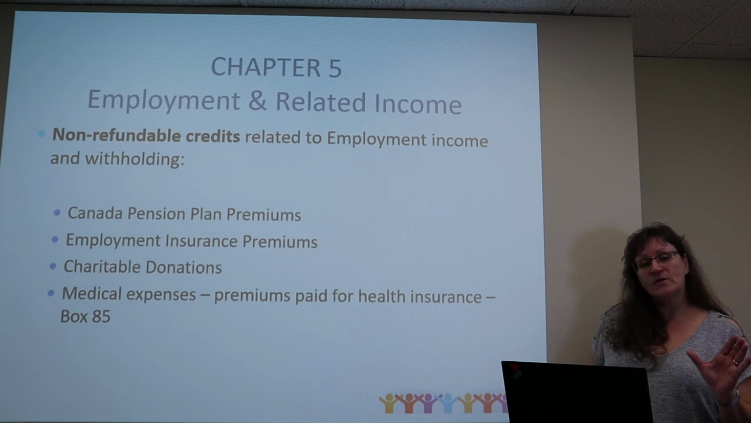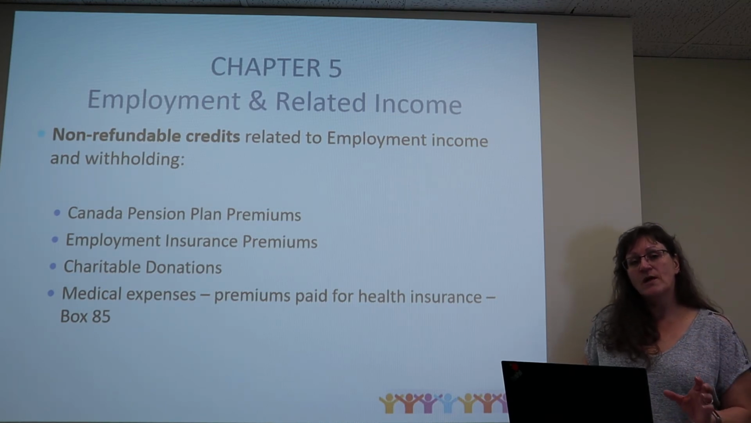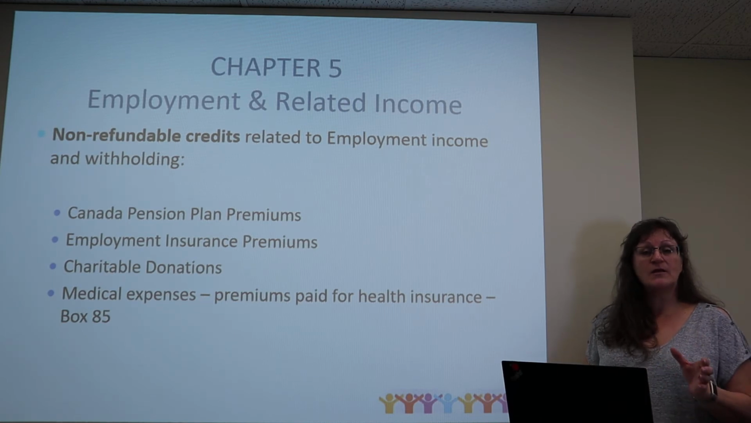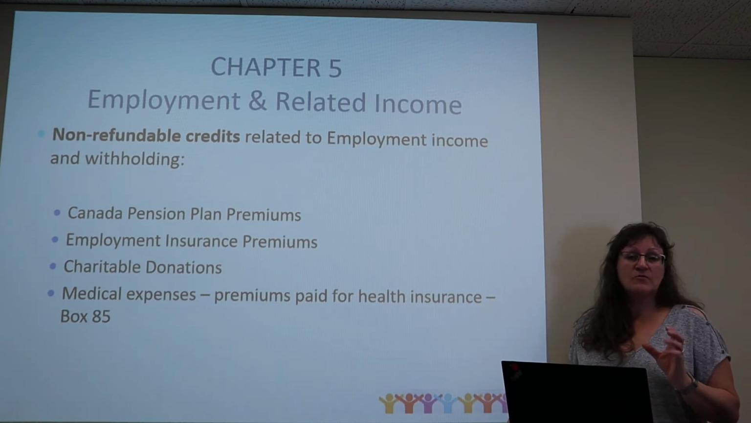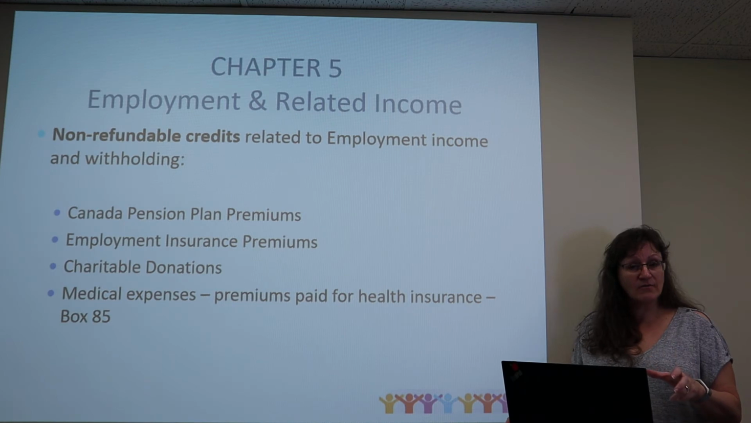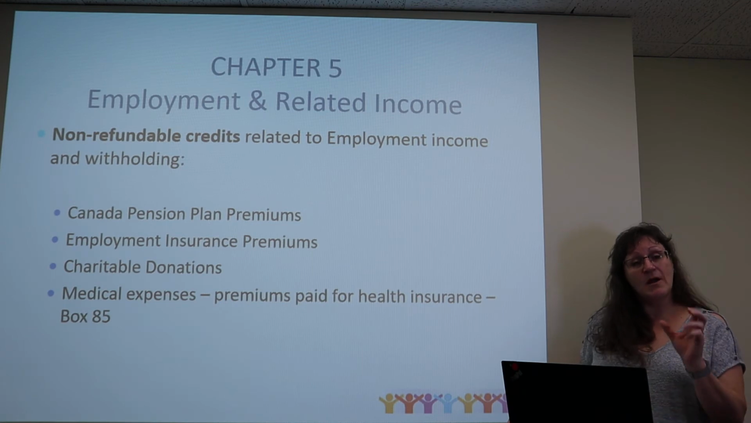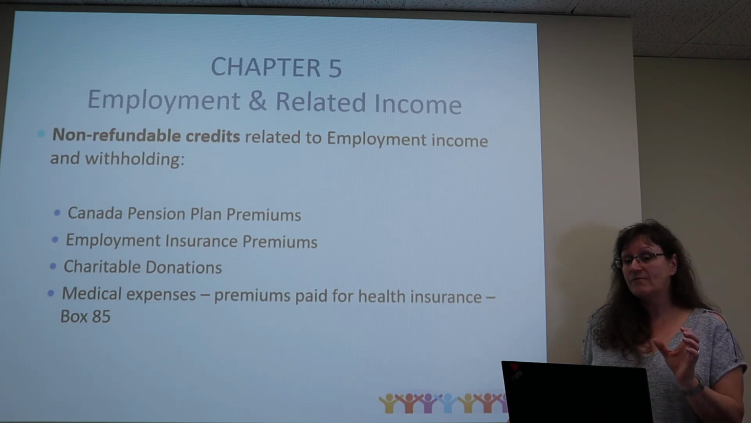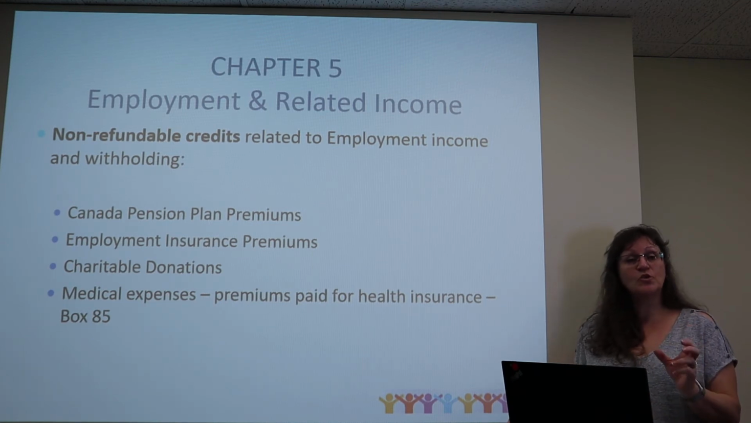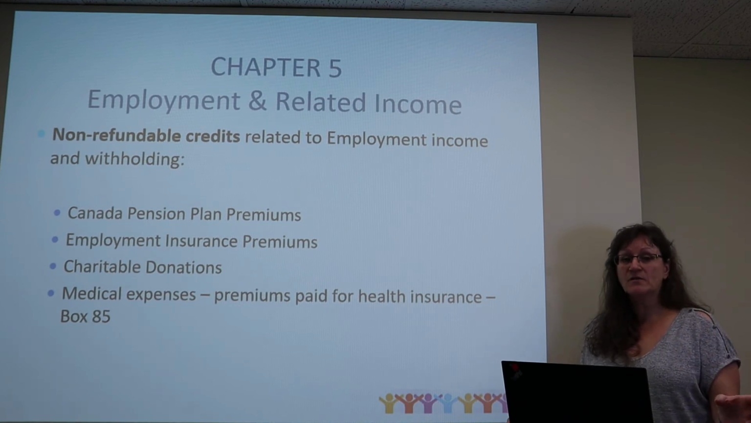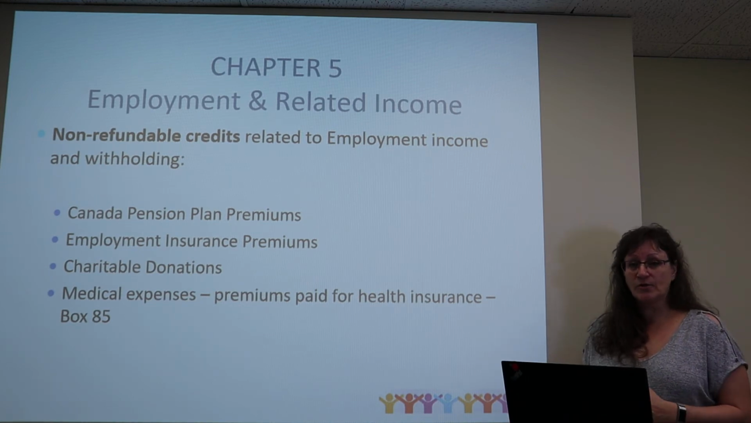Then you'll also see that there may be medical expenses shown for the premiums that you paid as part of your group plan that represented the health and dental coverage, vision, physiotherapy, etc., that might have been part of your healthcare premiums. And the amount that is shown in box 85 on your T4 slip is a portion that is a legitimate medical expense to be claimed on your tax return.